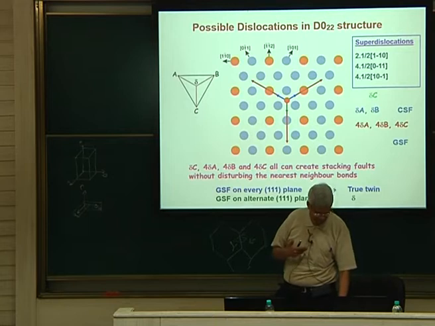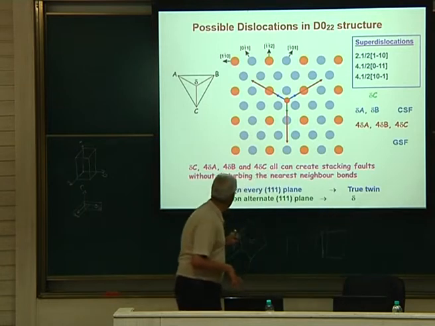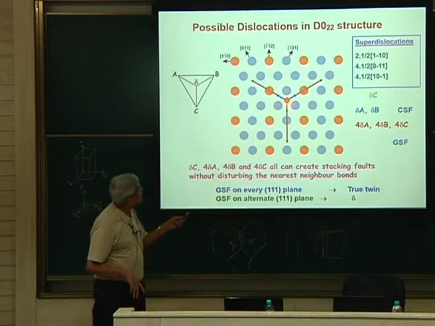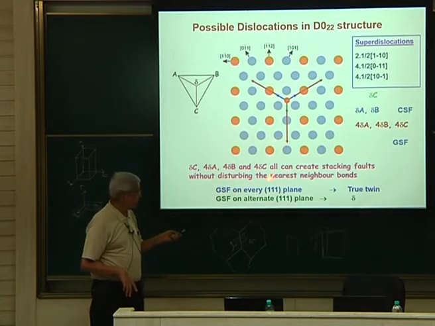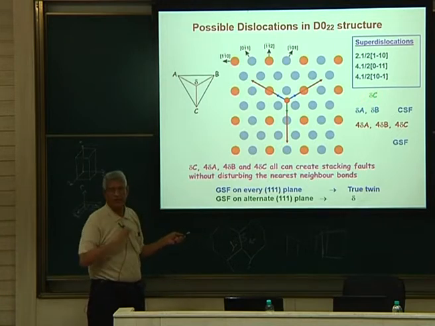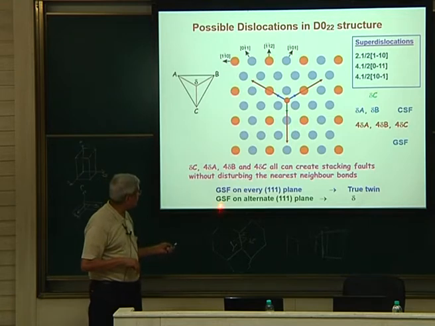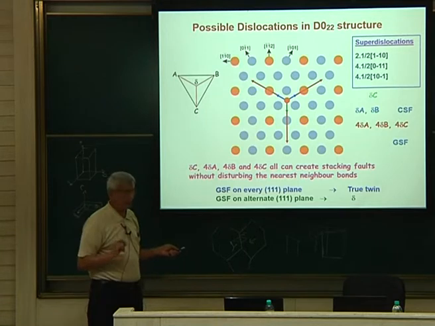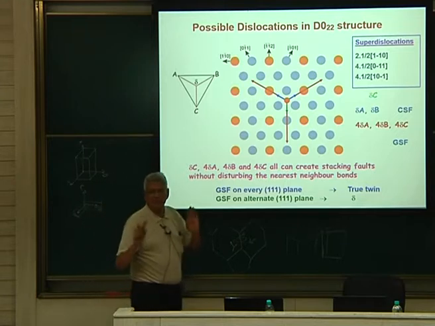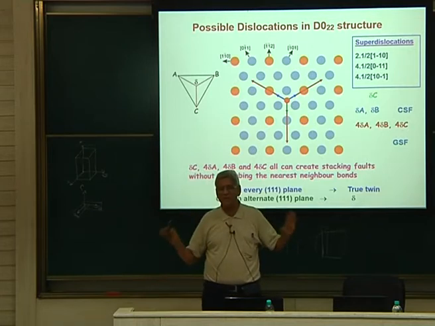Then we should know what to look for and how to identify. You understand? Then another aspect is that if on every layer a partial of this type moves, creating a stacking fault, that will create a true twin in the lattice. A twin will be created in the lattice, and if it moves on every alternate layer in the stacking sequence, then it creates the equilibrium phase. These are all the things which can happen in this alloy system.